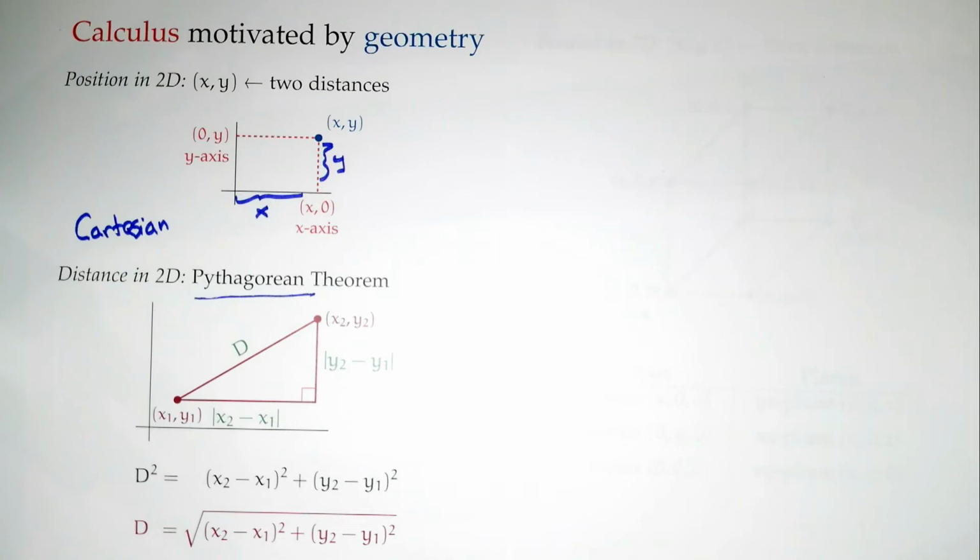Am I in trouble? Absolute value? No absolute value. Why am I not in trouble? Because I squared it. So everything's positive. Life is good.